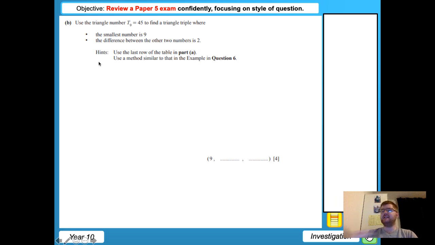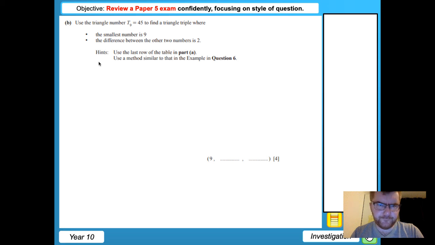Okay, and the last question is, use the triangle number T9 equals 45 to find a triangle triple where the smallest number is 9 and the difference between the other two numbers is 2. So our hints are to use the last row of the table in part A and use a method similar to that in example in question 6.